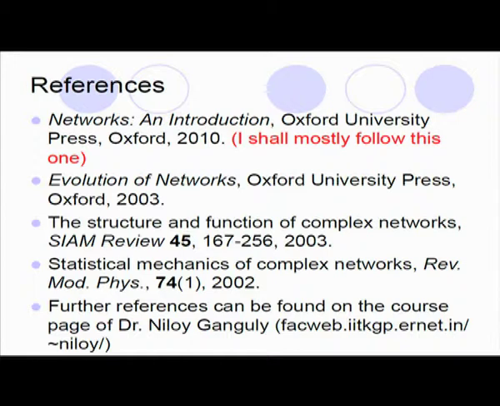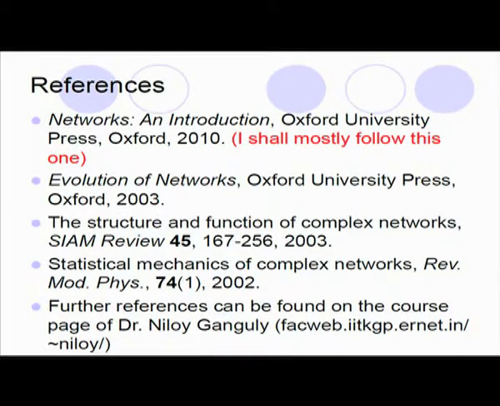The first book that I suggest, Networks: An Introduction, Oxford University Press, is kind of the textbook for this course. Much of what we will be doing is covered in this book, but that is not everything. We will also have materials from other resources, and as we go forward we will explore. I will let you know which parts you need to refer to other resources.